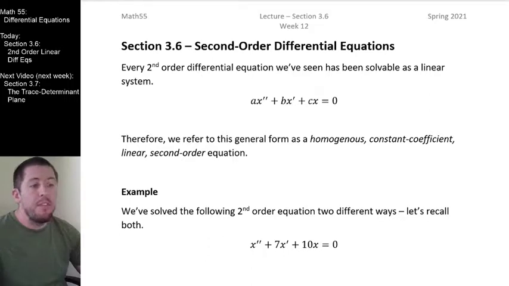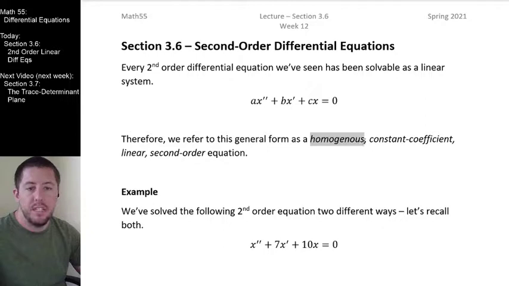So every second order differential equation that we've seen has been solvable as a linear system, right? So we're talking about our second order differential equations here. We've got a second derivative, a first derivative, and a zeroth derivative. In general, we refer to these as homogeneous, constant coefficient, linear second order equations. As we've seen, we get all of these adjectives. So let's talk about each of these words real quick.